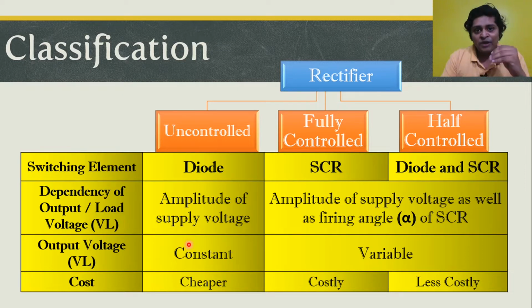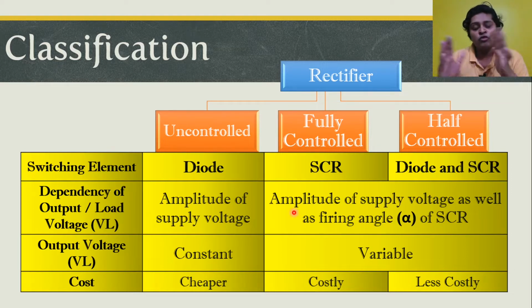Means as the supply voltage varies, the value of the output voltage will vary. Or if the supply voltage is constant, the output voltage will be constant. This means that the output voltage depends only on the supply. It does not depend on any switching element. That's why we are saying that the output voltage is constant.